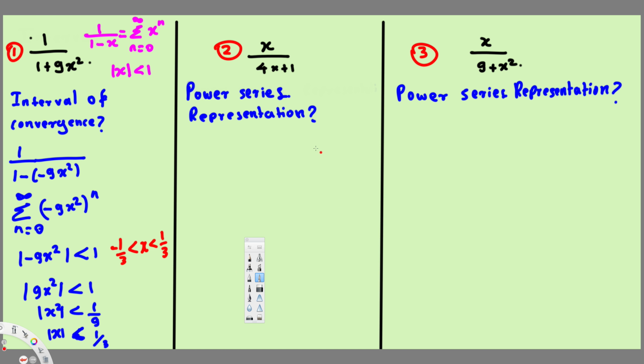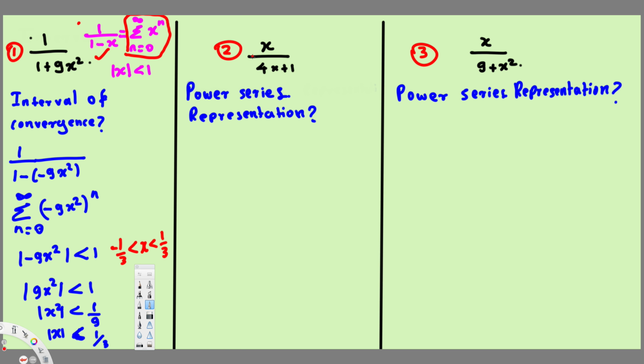Now let's see how we can write this kind of function in power series representation. So this is the part we are trying to find now. Let's see how we can do this. So first of all, in order to do this, we have to bring this pattern first, right? 1 over 1 minus x. Now let's see how we can bring this function into this pattern.